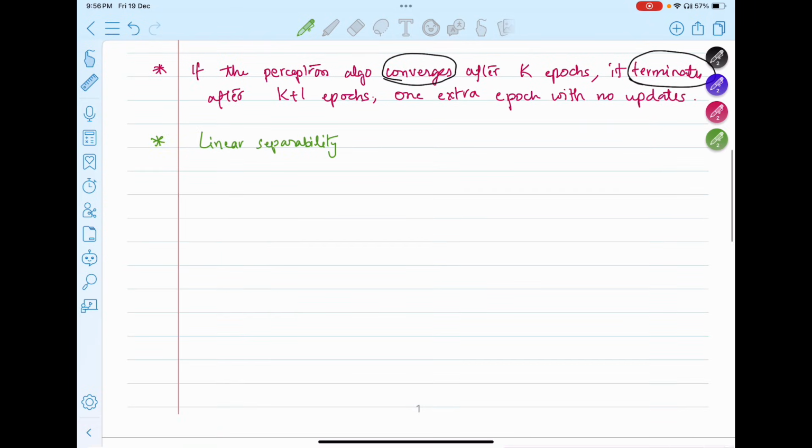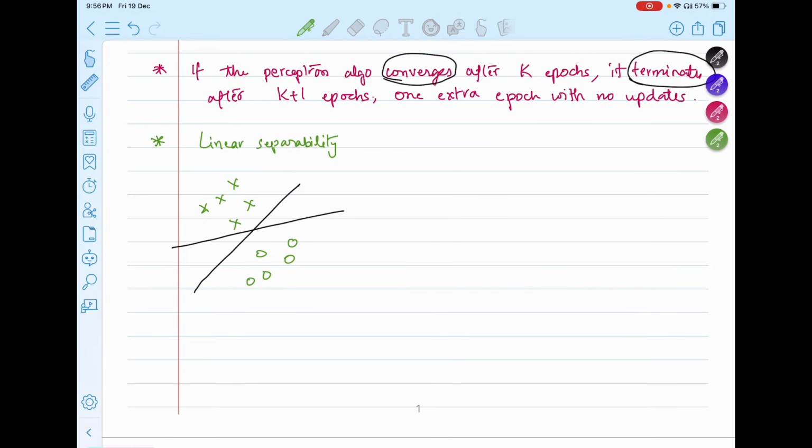So let us say you have some data points here and some data points here. They are linearly separable, right? Because you can draw so many lines here. This can be drawn, this can be drawn. And all of these lines are separating the two classes of data points.